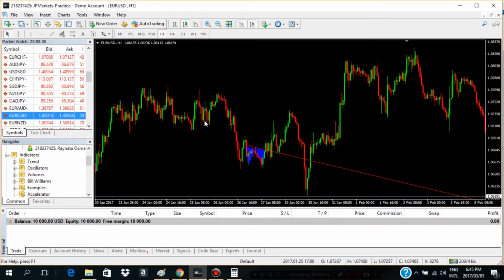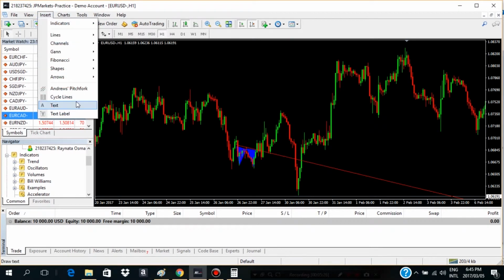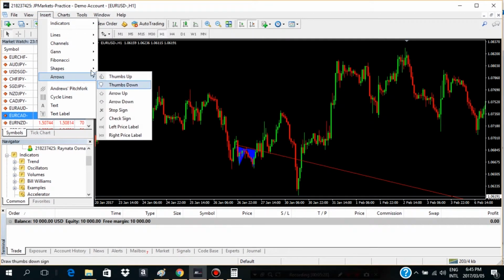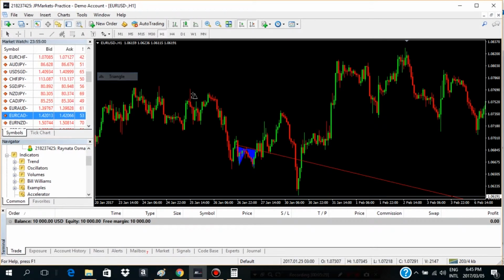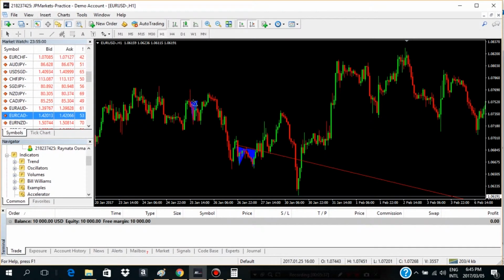Now let's try and spot another one. There we go. Can you see this is 2 peaks? This is still valid as a double bottom. So again, that's 1 peak. And that's another peak.